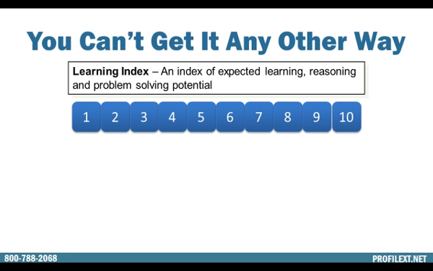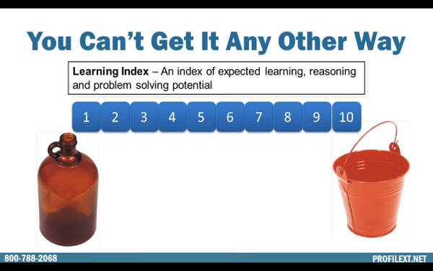One of the things measured by the ProfileXT is what is called the Learning Index. It's an index of expected learning, reasoning, and problem-solving potential. It is not IQ or intelligence. So when we have a scale of 1 to 10, as we have in this example, on the lower end, somebody would be a jug, and on the upper end, they would be a bucket. And here's what I mean.